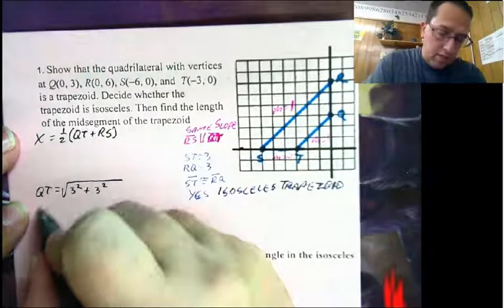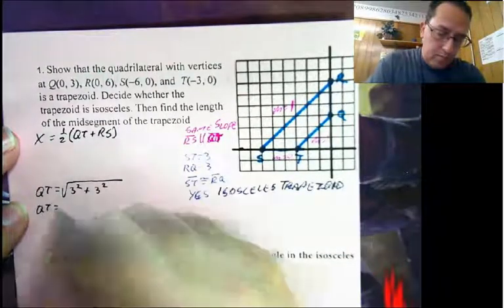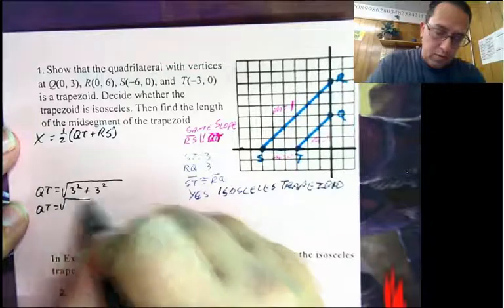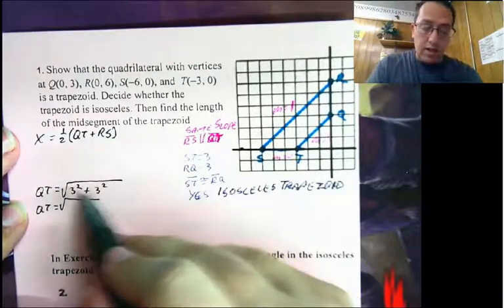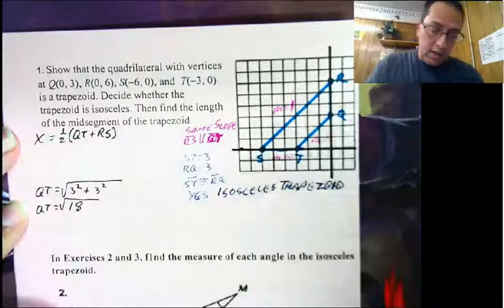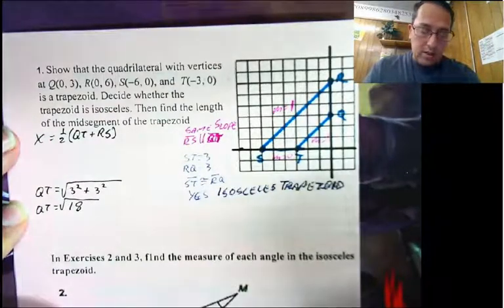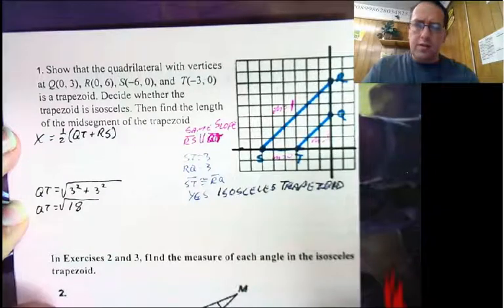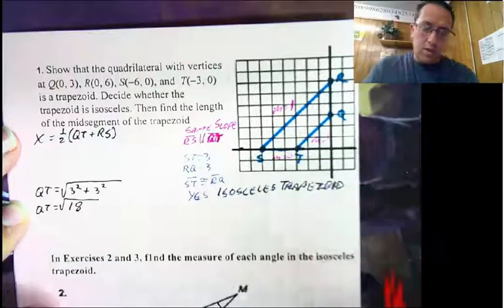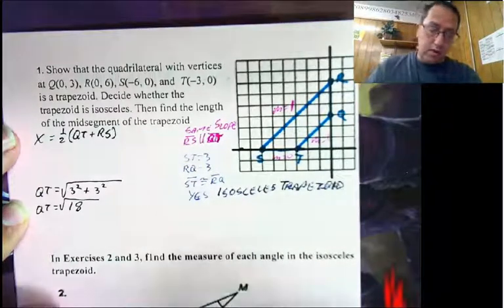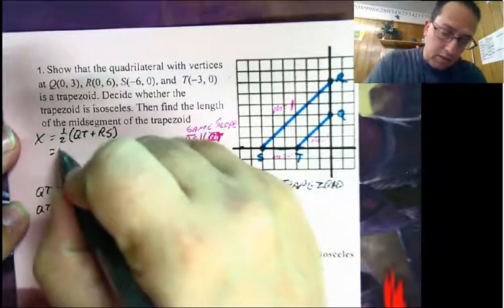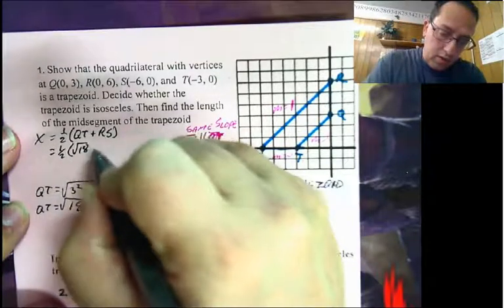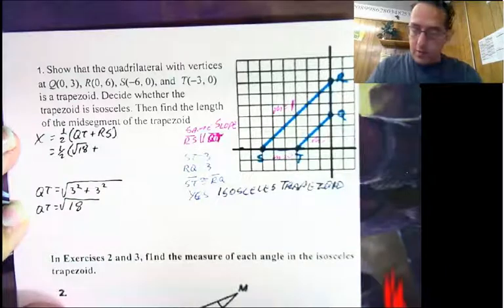So the length of QT is equal to the square root of 3 squared, which is 9, plus 3 squared, which is 9, and 9 plus 9 is 18. So that is the length. That does not have a nice, pretty square root, does it? No. So we're just going to leave it like that. We're just going to call it the square root of 18. All right, so I'm going to take that and plug it in right here. So x is equal to 1/2 the square root of 18 plus something else, whatever RS is.